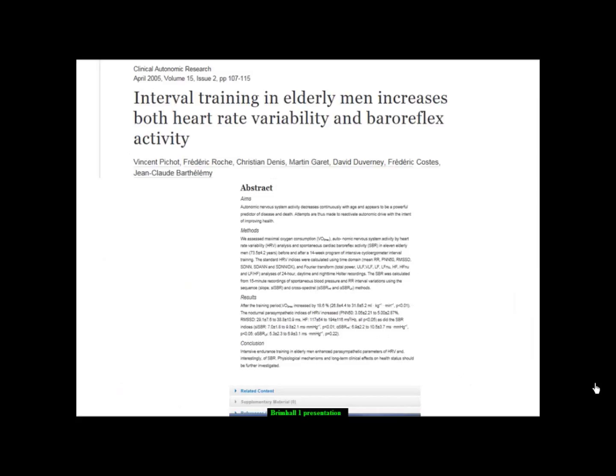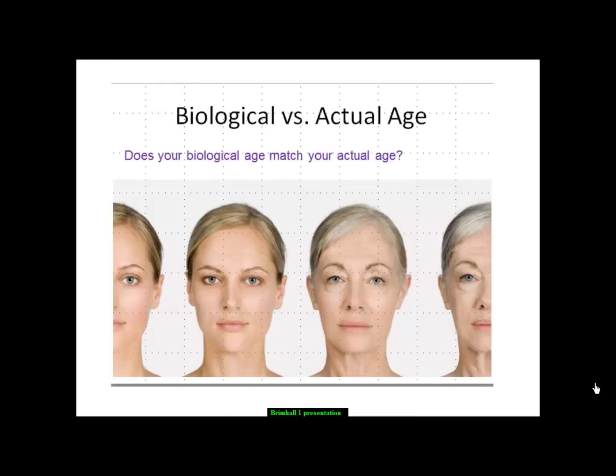Here's another great article: interval training in elderly men increases both heart rate variability and baroreflex activity. Basically, that type of activity, interval training, increases parasympathetic nervous system activity. What patients really care about, since we're talking about aging right now, is that they're younger than their actual age.